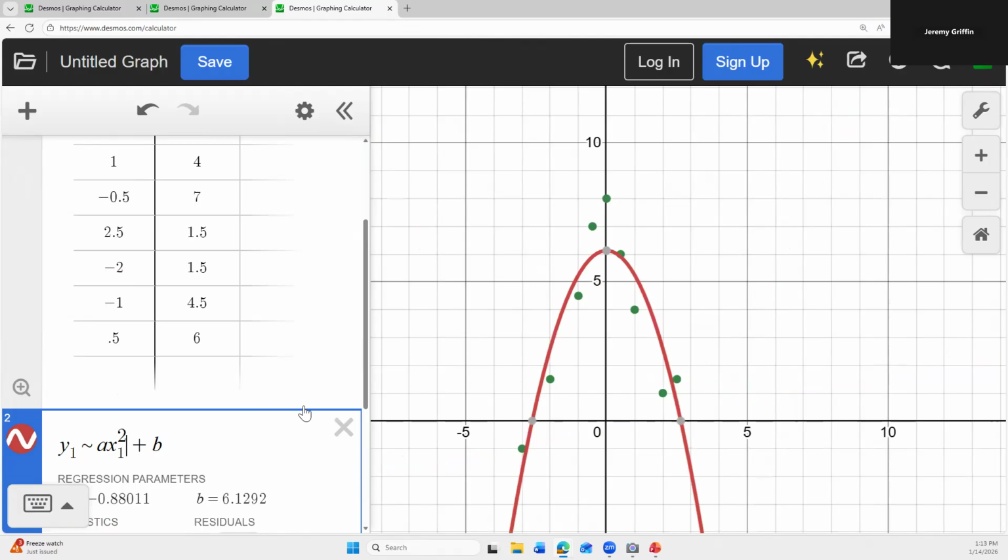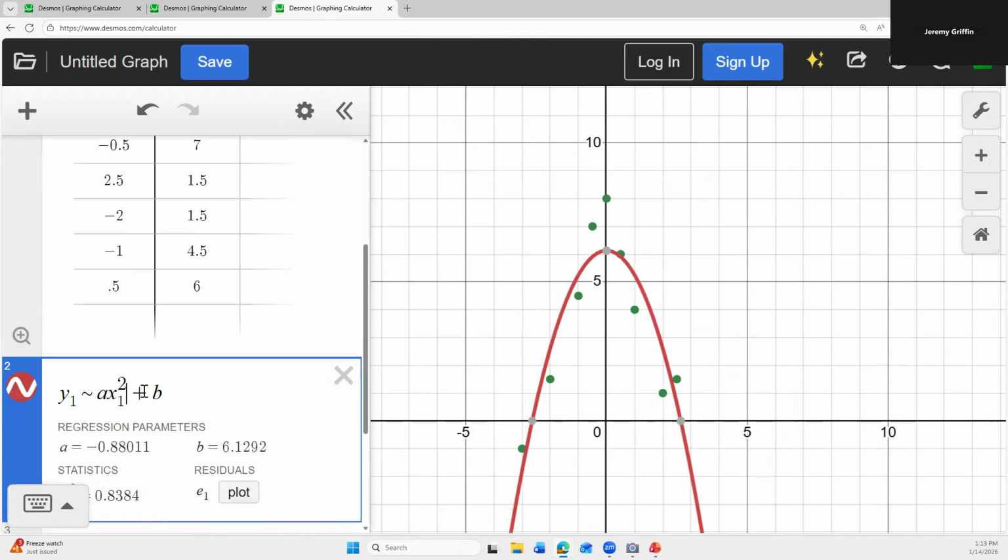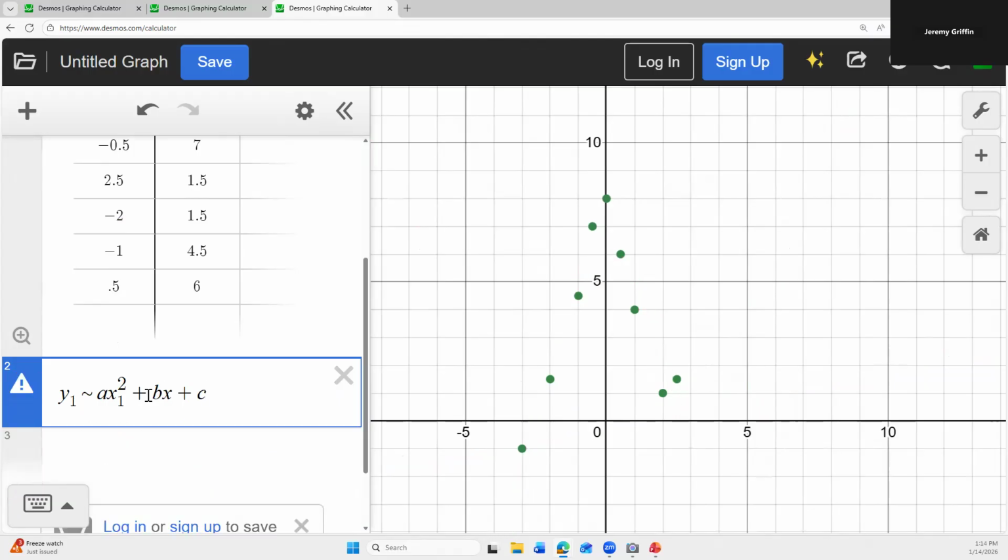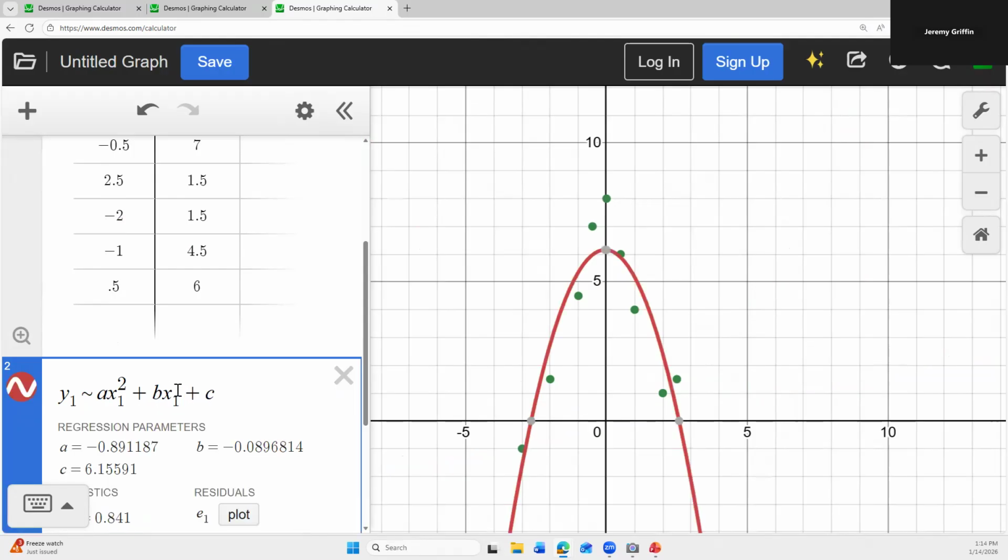I might be able to get a little bit more precise. Let me see what changes if I add one more term. What if I do bx and plus c? Whoops, gotta do _1. There you go. That's better. See how b is very, very close to 0? If I left that off and just went x squared plus b or x squared plus c, that would probably be pretty close. This makes it a little bit better.